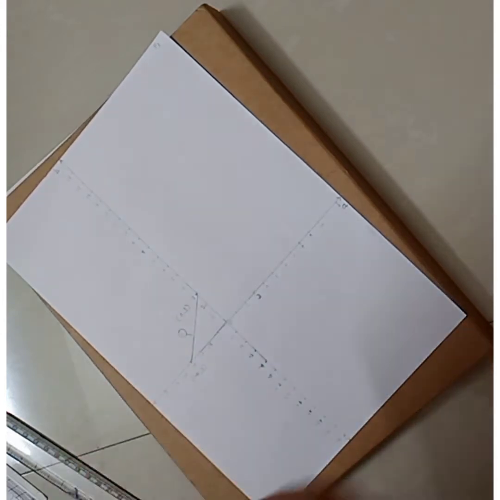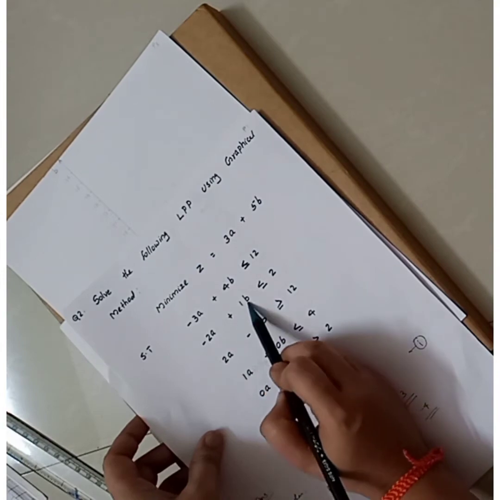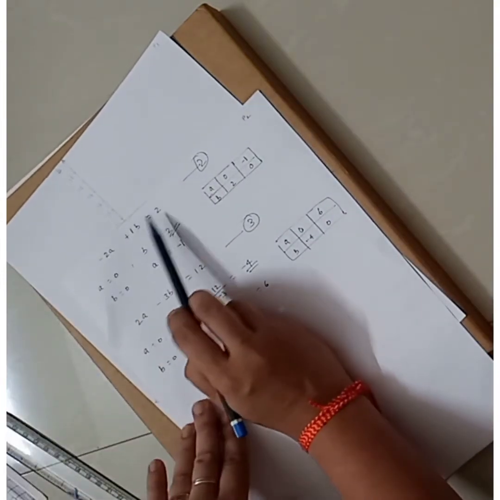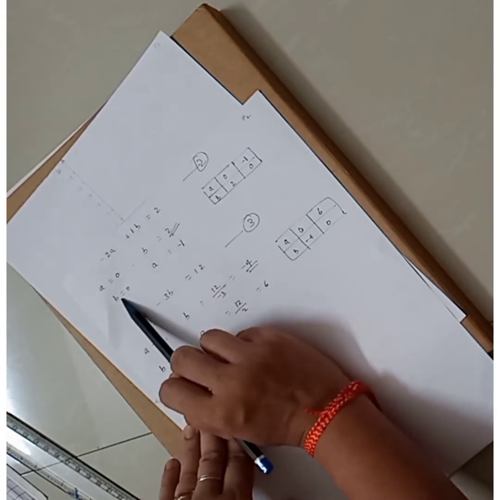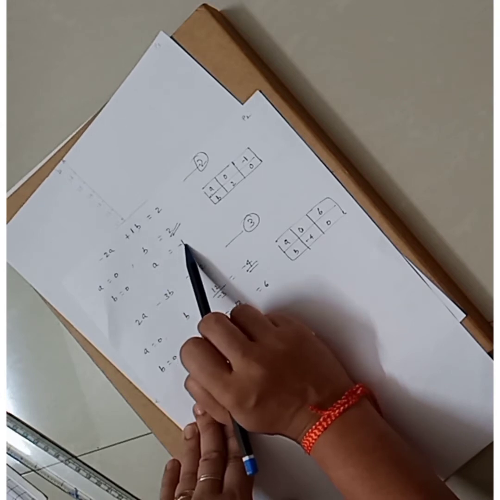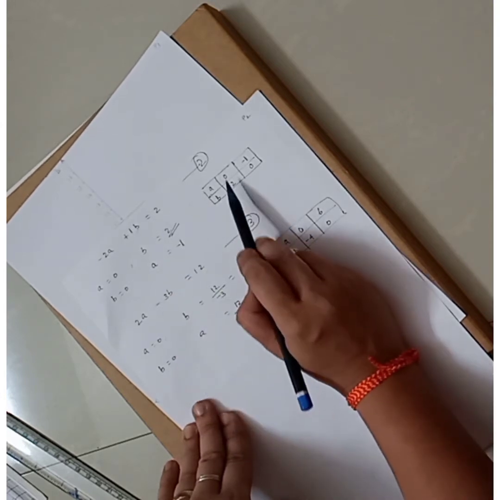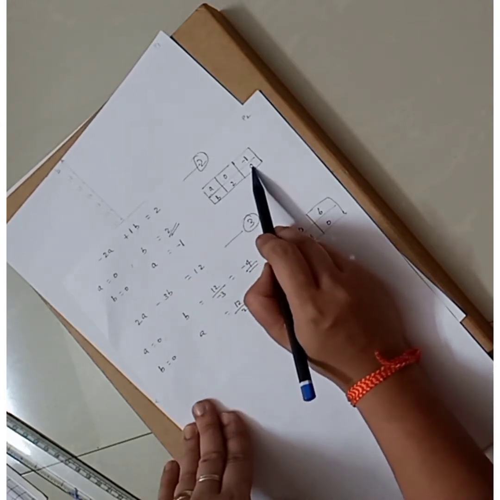Now look at the second constraint: minus 2a plus 1b is less than or equal to 2. Minus 2a plus 1b is equal to 2. When a is equal to 0, b's value will be 2, and when b is equal to 0, you will get a's value as minus 1. So again you have 2 points, (0, 2) and (minus 1, 0).